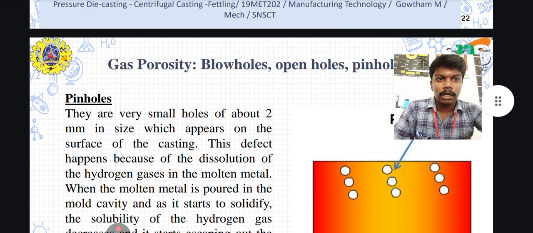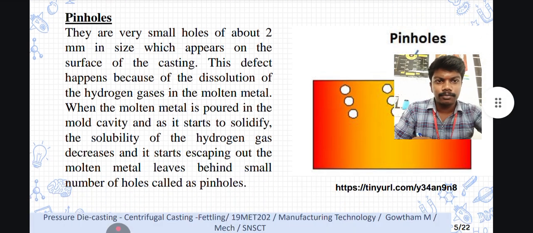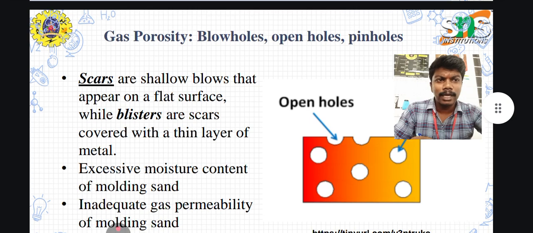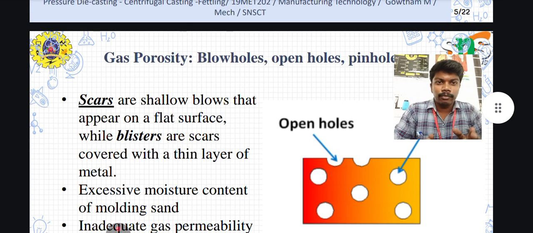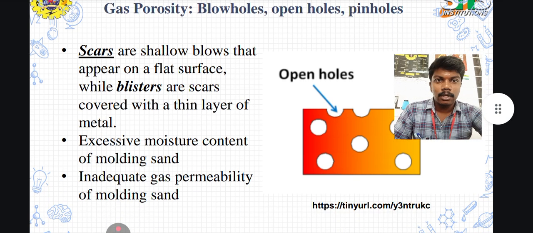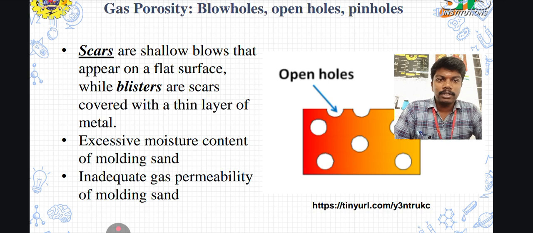Here we can also see the pinholes, like dot by dot by dot, followed by scab, which is an open hole. When the material is manufactured, the blowholes which come to the outer area or surface layer are called scab. The shallow blows appear on the flat surface, while blisters can be scabs covered with a thin layer of metal. They are caused by excessive moisture content and inadequate gas permeability of the mold.